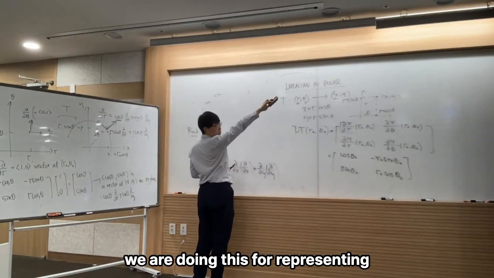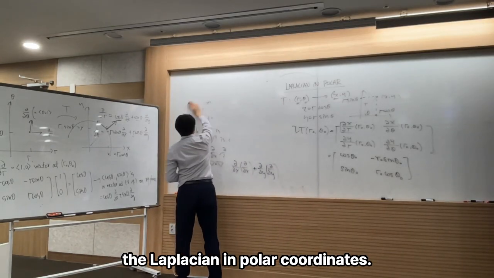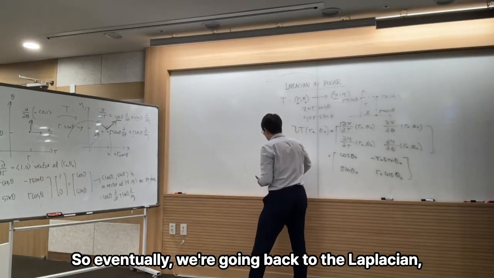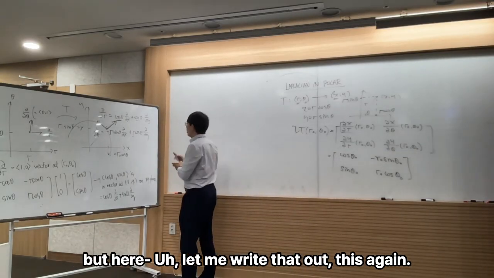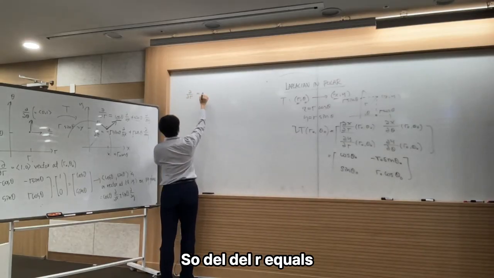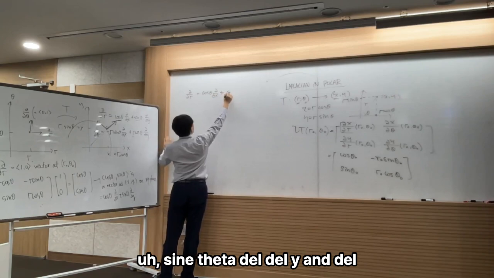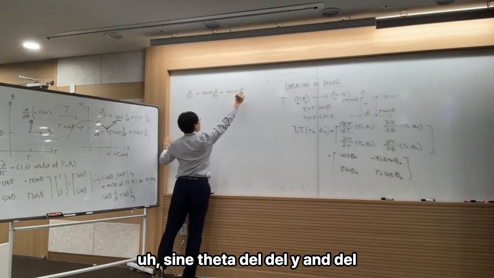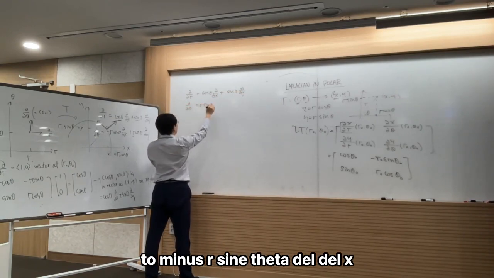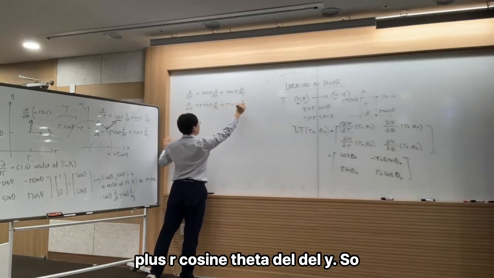Don't forget, we are doing this to represent the Laplacian in polar coordinates. So eventually we're going back to the Laplacian, but here, let me write this out again. ∂/∂r equals cosine theta ∂/∂x plus sine theta ∂/∂y, and ∂/∂theta equals minus r sine theta ∂/∂x plus r cosine theta ∂/∂y.